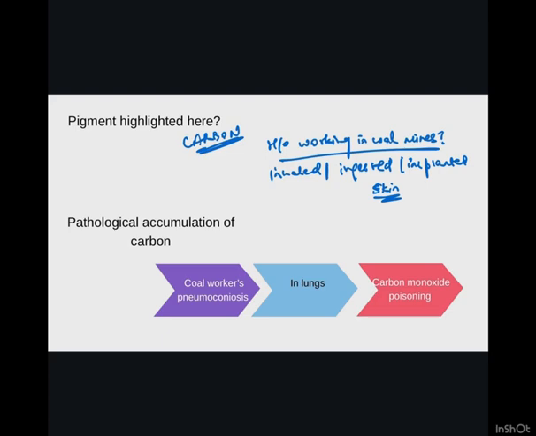So, if it occurs in the lungs and lymph nodes of coal workers, it is called anthracosis. So, anthracosis is the condition when it is present in the lung or lymph node of coal workers. So, pathological accumulation of carbon occurs in conditions like coal workers' pneumoconiosis. It usually occurs in the lungs and it also occurs in carbon monoxide poisoning. So, it should not be confused with melanin.